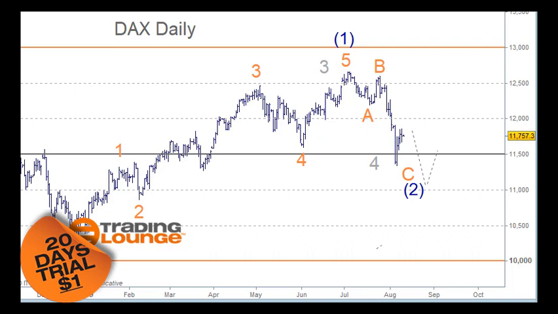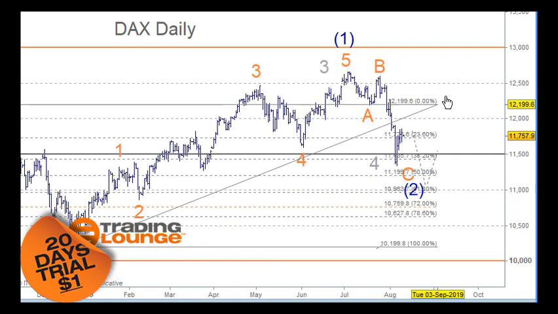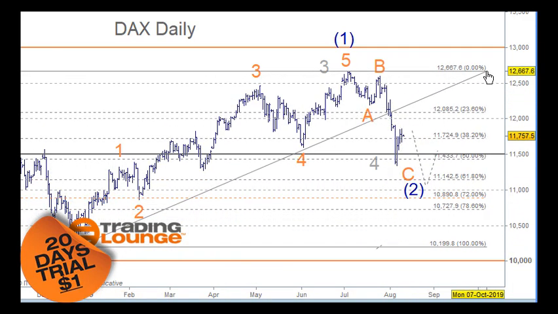So with the DAX here, we're looking at this as wave 1 high here with an ABC wave 2 here, and the 61.8% retracement level would be around the 11,142 area. We could put that in here.